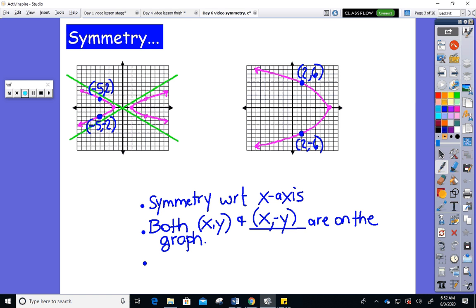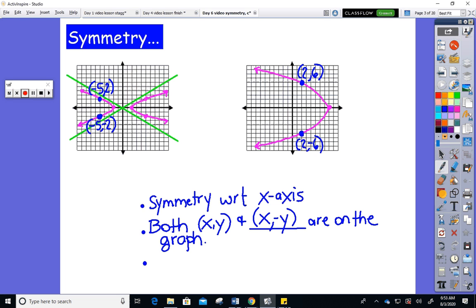So on this one, guys, if you go to the right and up, you have to go to the right and down that much as well. Or if you go to the left and up, you also have to go to the left and down that much. Now, if these graphs are functions, what types of functions would they be?